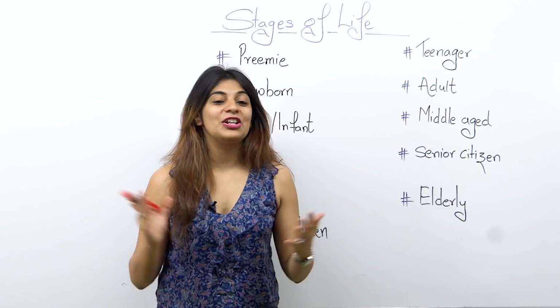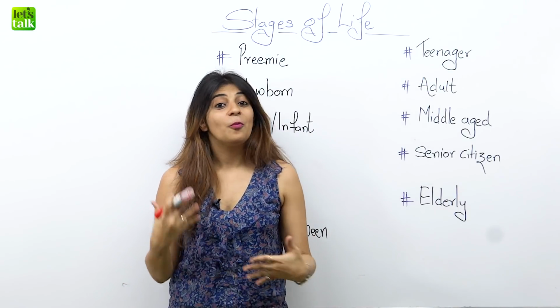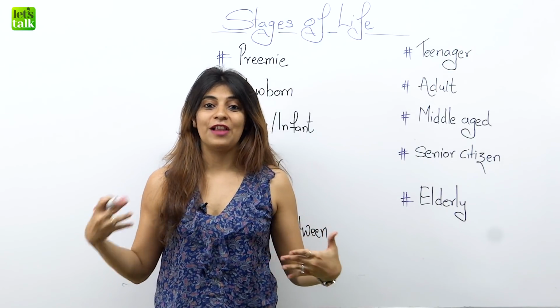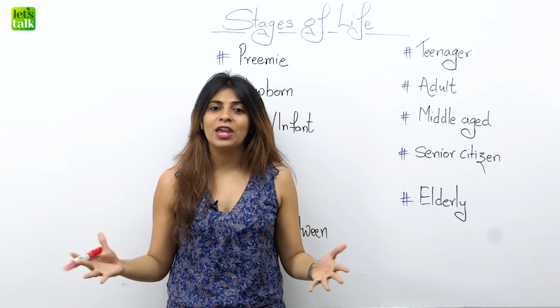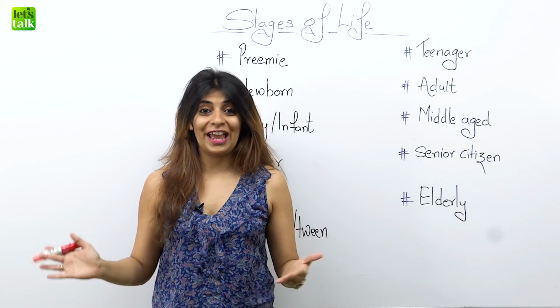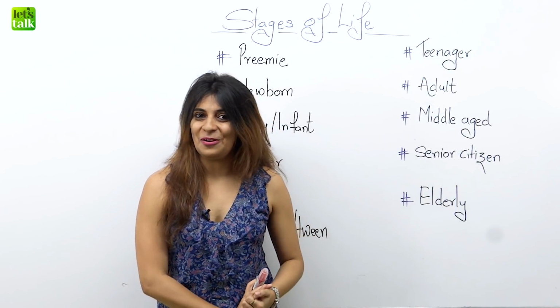Well, today we are going to talk about the different stages of life. Now, we talk about different stages of life in English. There are certain English terms that we use that relate to our age. So, which are these terms? Well, let's have a look.